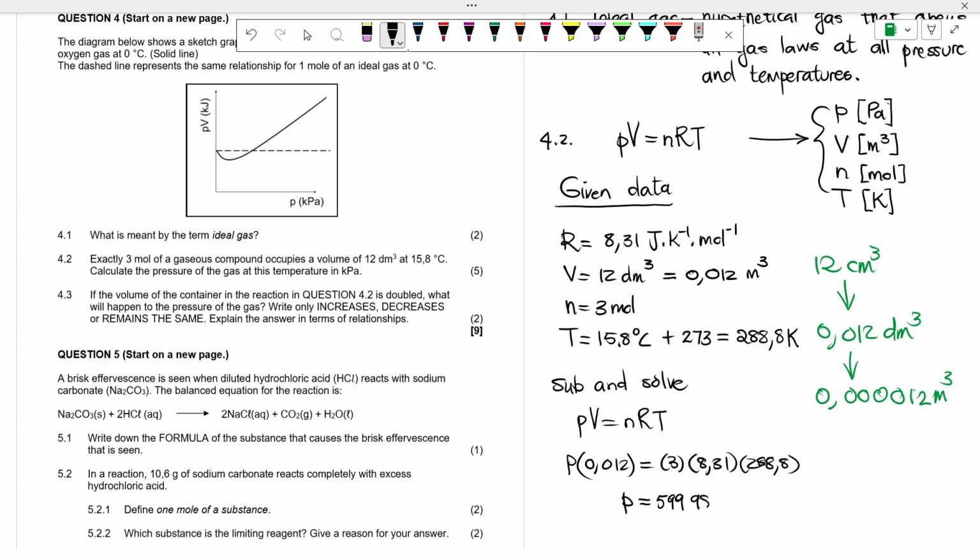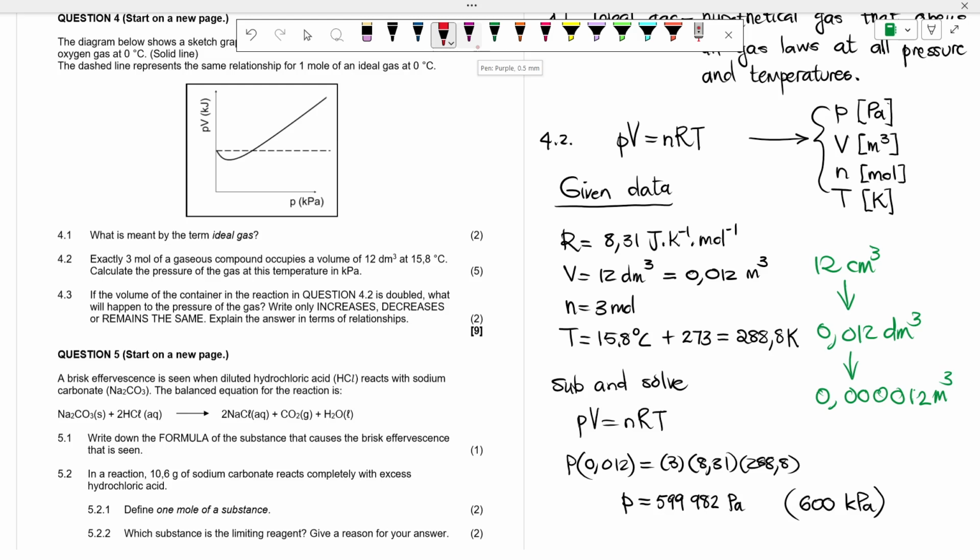599,982. Okay, then the units? Pascal. Good. Or you can even convert it to kilopascal, then you're just gonna take it as rounded off, and that's kilopascals. Then you're good.